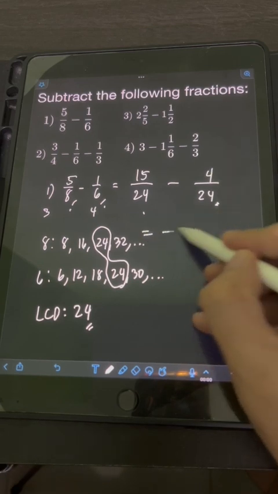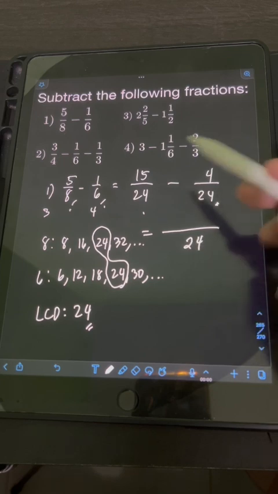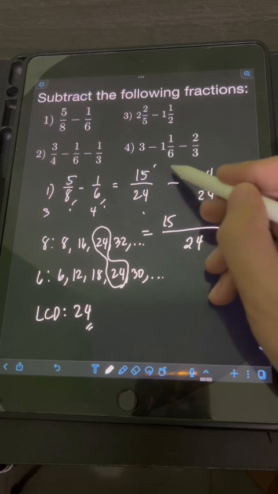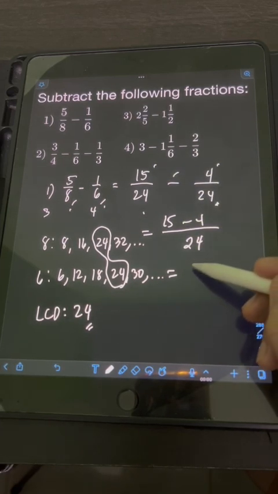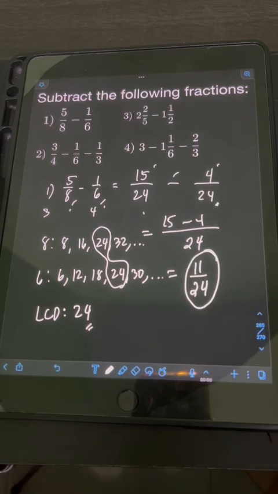So now that we have similar fractions, we just copy the same denominator of 24 and then subtract the numerators. So we have 15 minus 4. 15 minus 4, that's 11 over 24. So the final answer is 11 over 24.